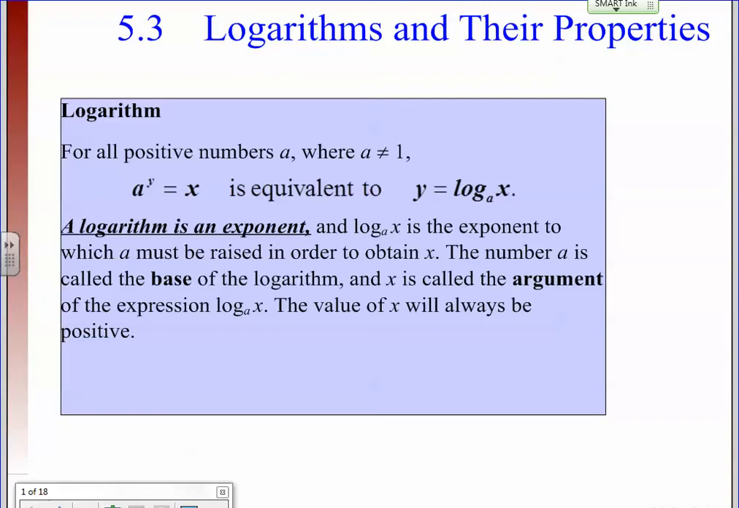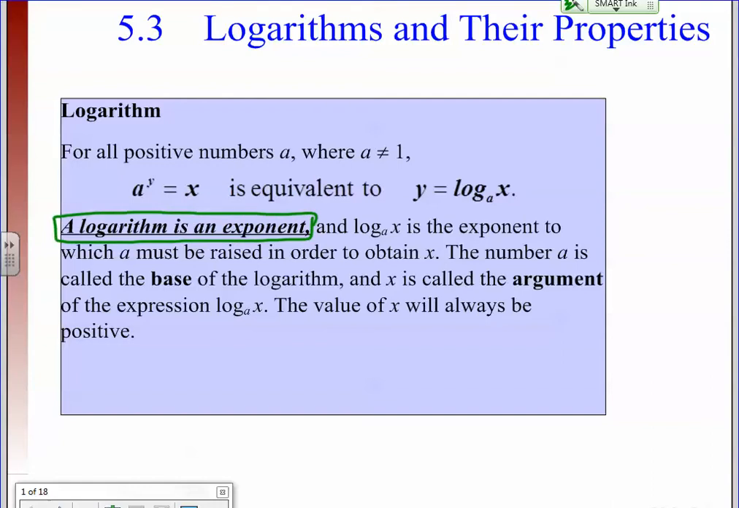Okay, this is lesson 5.3, logarithms and their properties. Today we're going to talk about the basic properties of logarithms, and we're going to start with the definition of what a logarithm is. The main point I want to get across is that a logarithm is an exponent.